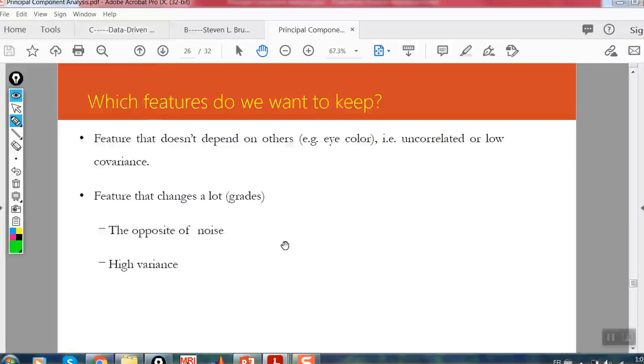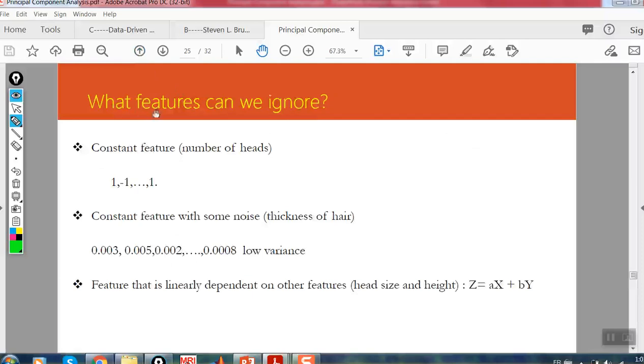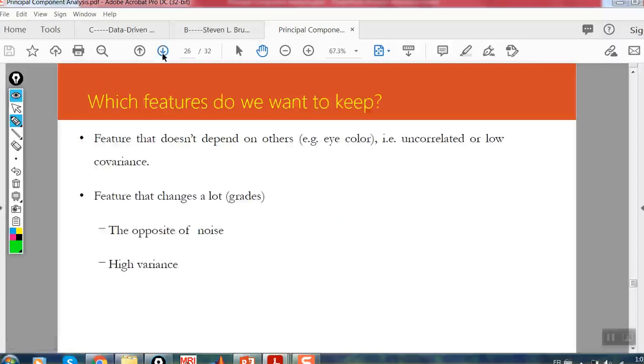And on the other hand, what features can we ignore? It is related to the fact that by removing these features, the information is preserved. By removing these features, we can gain access to the main characteristics of each student. And which features do we want to keep?